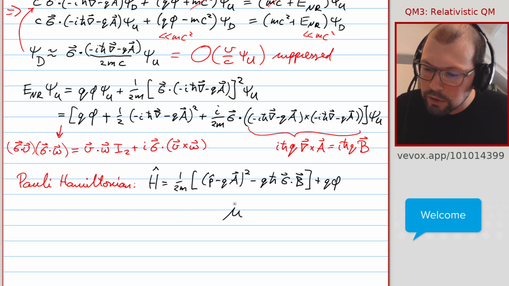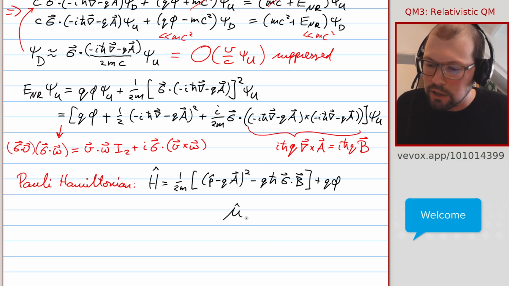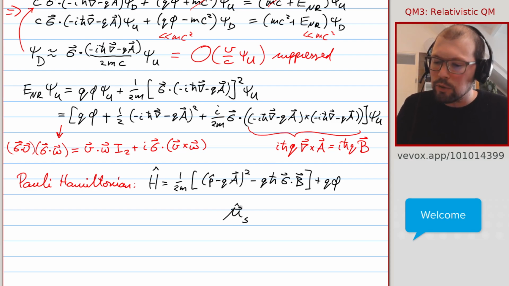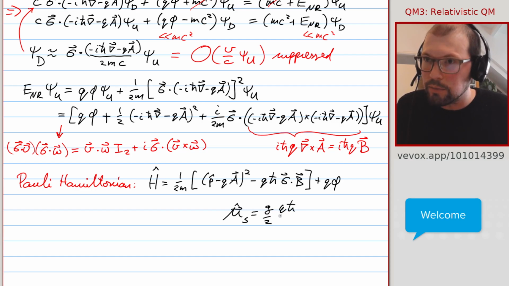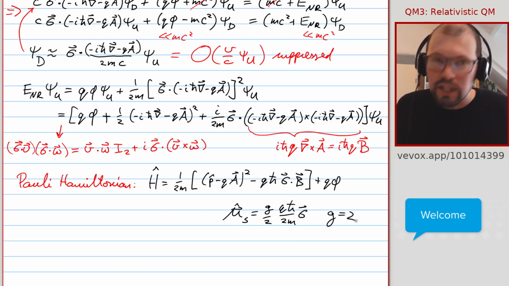So this operator that you take in an inner product with the magnetic field is exactly the intrinsic magnetic dipole moment. So we read off here that it's of the form g over 2 times q h bar over 2m, times the Pauli matrix, where g is now exactly equal to 2.